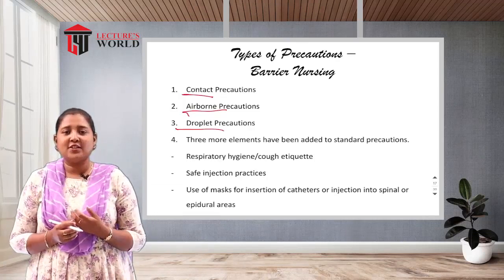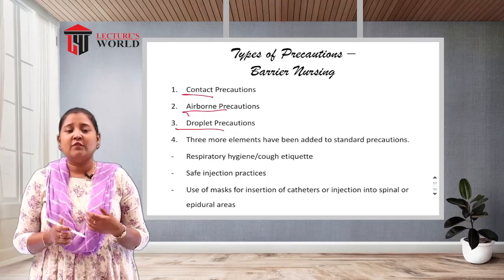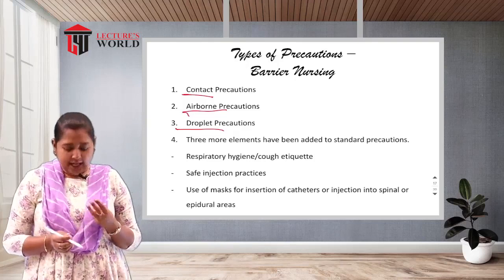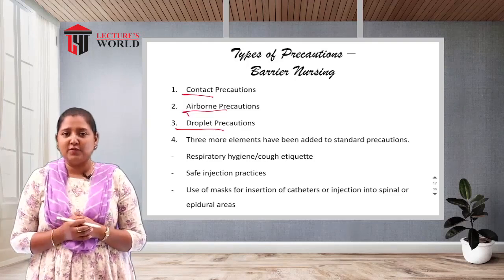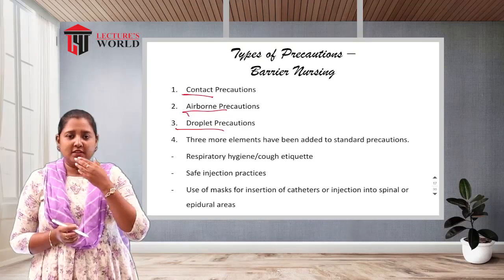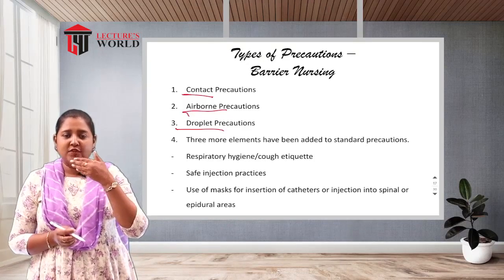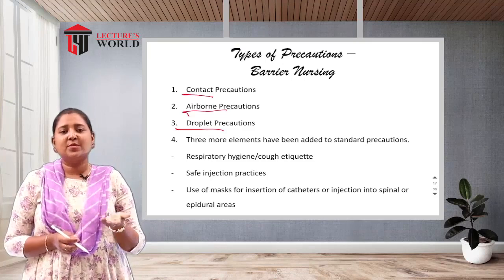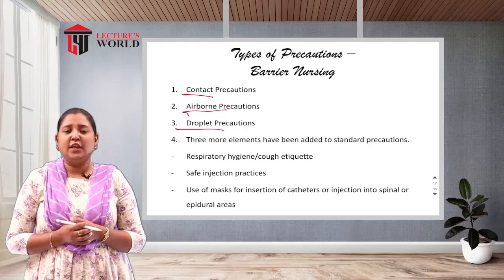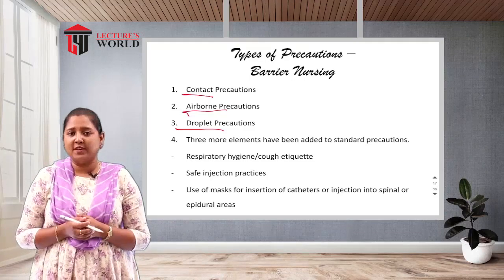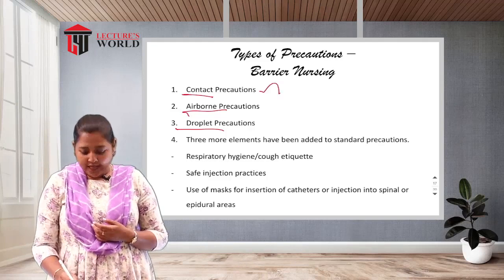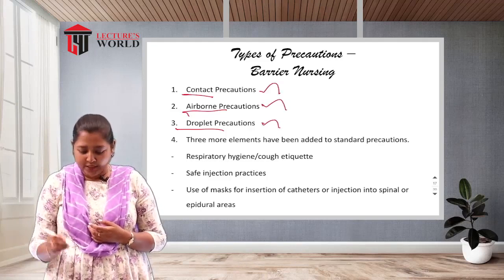So contact diseases are what? When we touch the infectious patient, we get it from the contact. Airborne, from the air surrounding in the environment. Droplet, again through coughing or sneezing. The droplet infection which comes out from sneezing will spread diseases. So if we want to prevent all these three different infections, we have to use barrier nursing. That barrier nursing is called contact precautions, airborne precautions and droplet precautions.